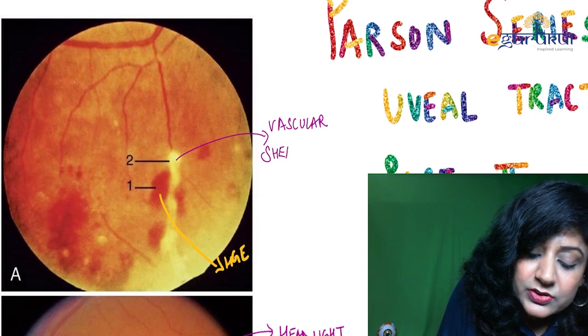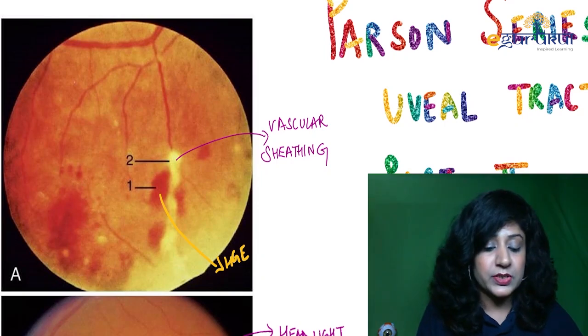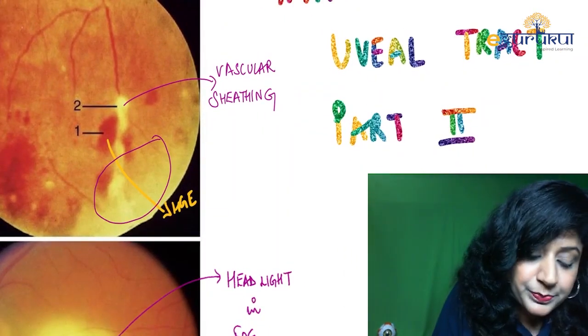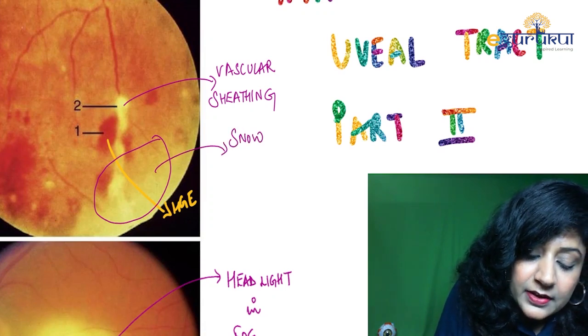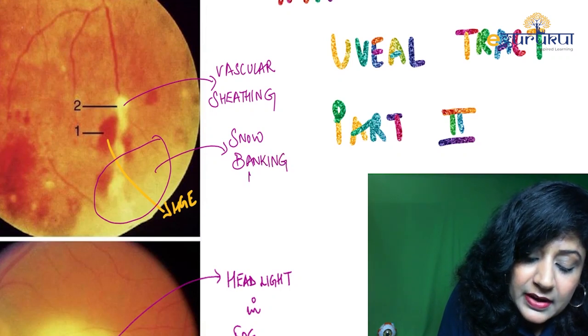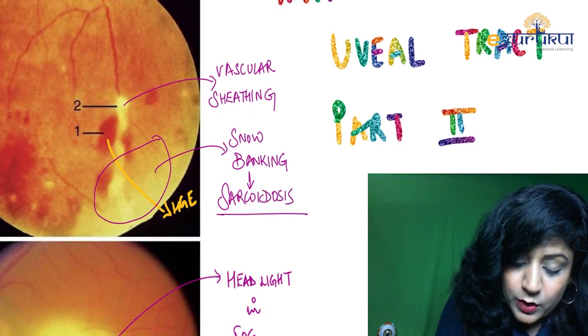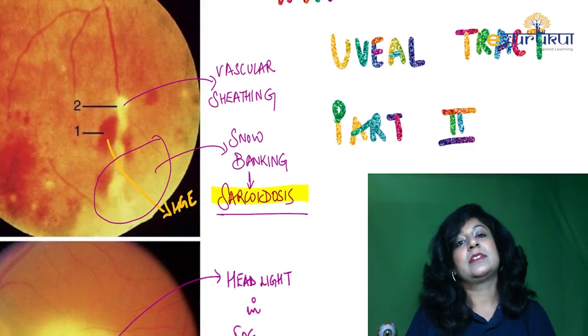This is your vascular sheathing, and this is a case of sarcoidosis where you can see that the snowball opacities are settling at the bottom. So this will be your snow banking. This is actually your snow banking, and snow banking's important cause is the sarcoidosis. So two important images, one from your toxoplasmosis and one is from your sarcoidosis.